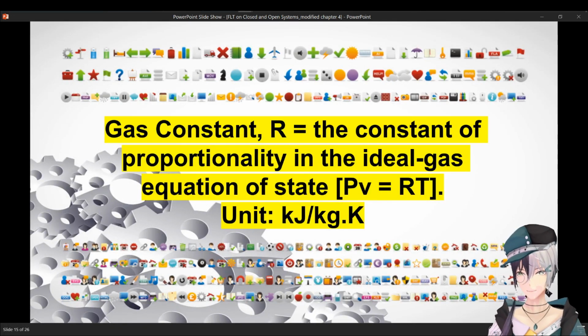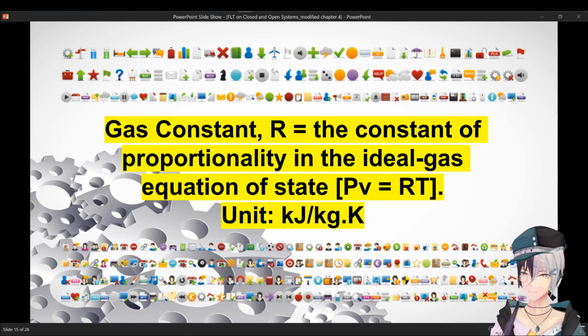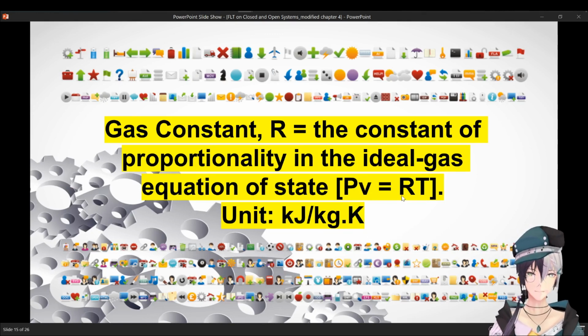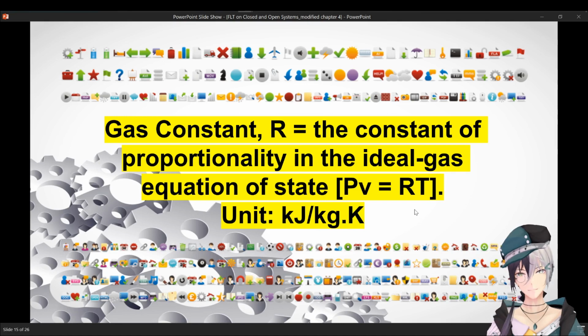As I've said earlier, R is your gas constant, the constant of proportionality in the ideal gas equation, PV. In this case, it is expressed per unit mass, so PV = mRT.